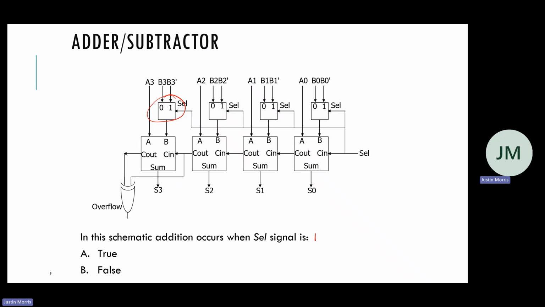Okay, I just want to clarify one thing real quick here. So in this schematic, your inputs are always A and then B, right? So if the result of S is A plus B, that's addition. If the result of S is A minus B, that's subtraction. Okay? Does that make it more clear for you?